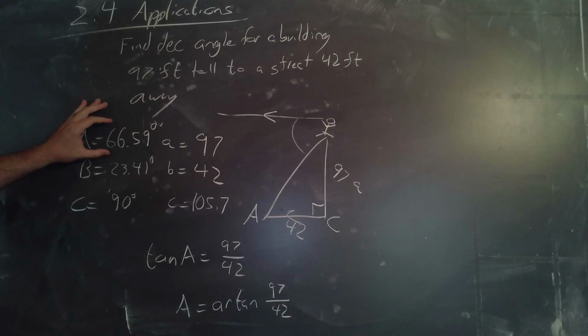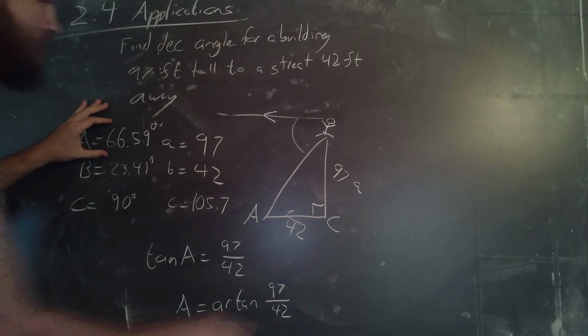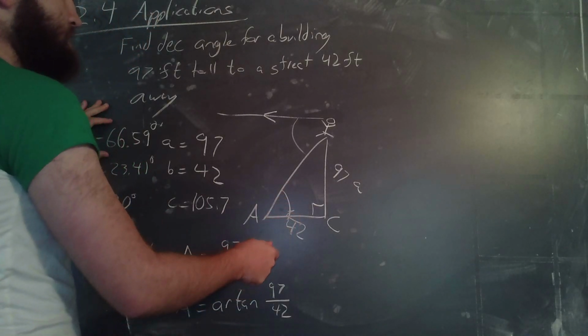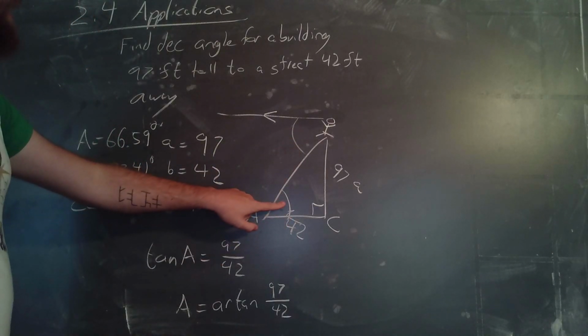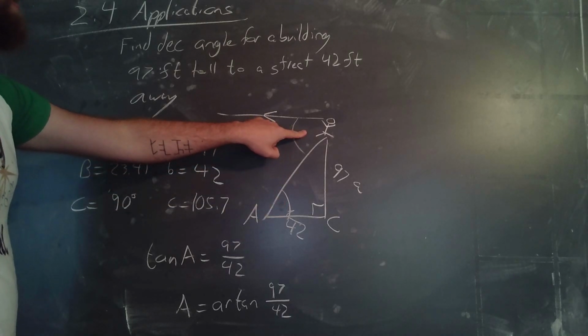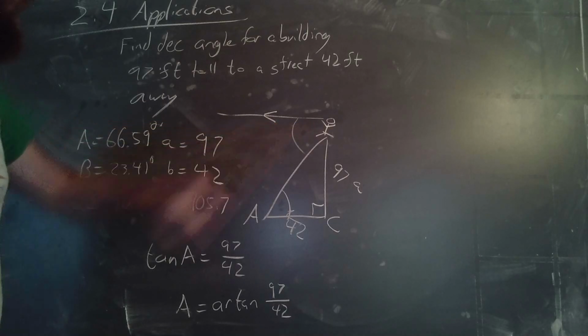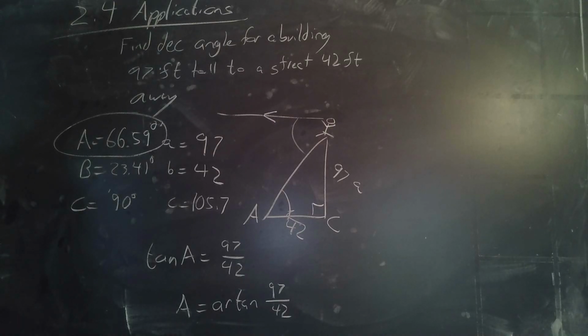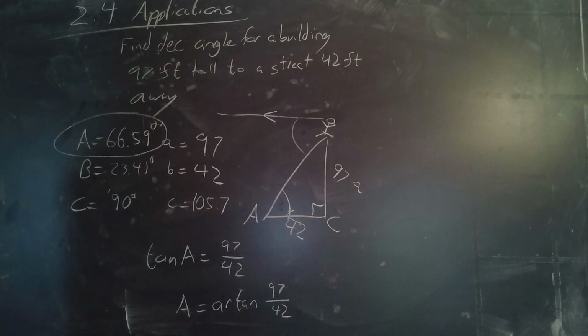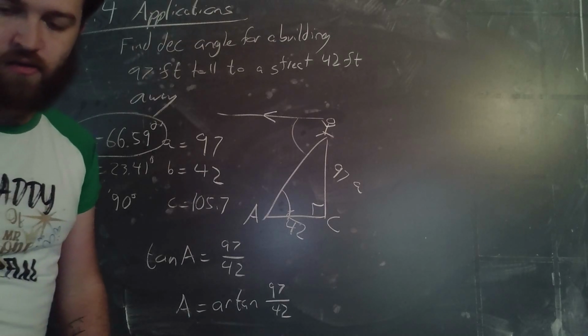Now notice that the angle A is 66.59 right here, and that because of the alternate interior angle theorem, this angle here must be consistent with the angle of declination there. So when it says find the angle of declination, what they are actually asking us for is A. And so we would report that the angle of declination is 66.59 degrees, or we could put it into degrees, minutes, and seconds if we were asked to do so.